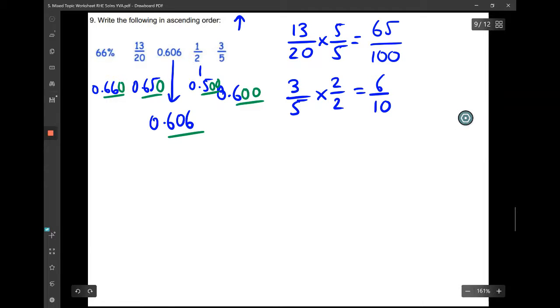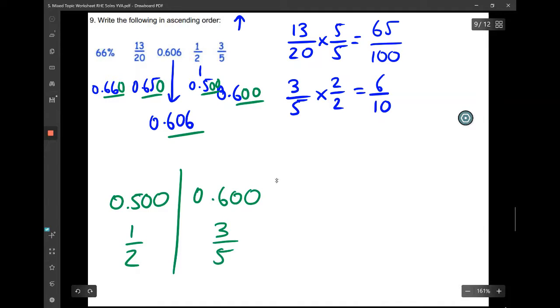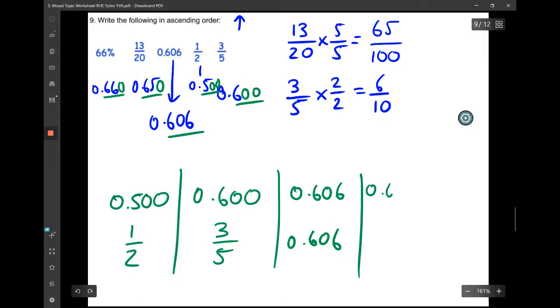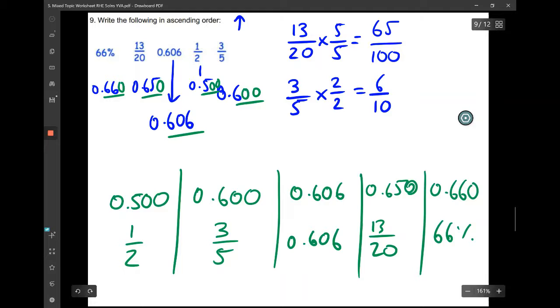The smallest number I can see is 0.500, or a half. The next biggest number is going to be 0.600, or 3/5. The next biggest number is 0.606, or, well, that's just given as a decimal already. And then you have 0.650, which is 13 over 20. And then the biggest number is 0.660, which is 66%. Yay!